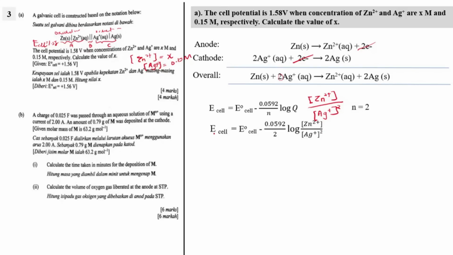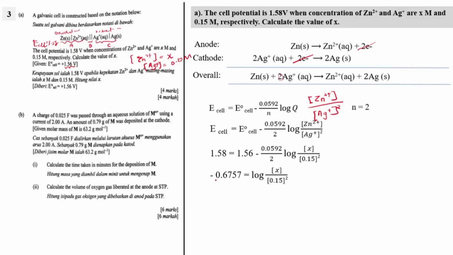Okay, so our E cell, we know the value is 1.58, so we can substitute. Our E naught cell, which is standard cell potential, is given to be 1.56. And then our log, zinc 2 plus will have the concentration of X, and then Ag plus will have the concentration of 0.15. Substitute that in here. So we're gonna make some calculation by using calculator. So bring it to the left hand side and then divide that with that value.